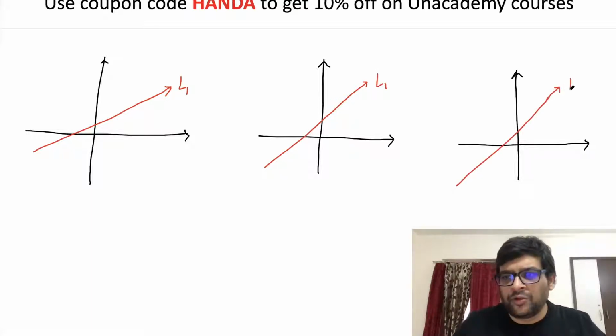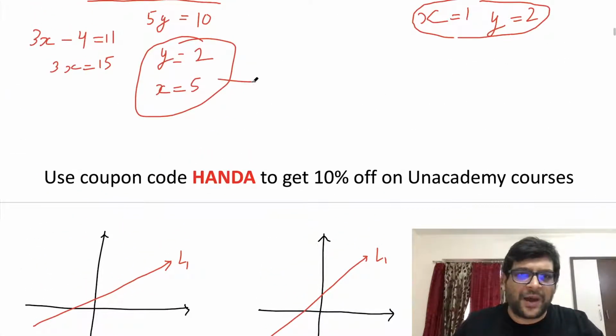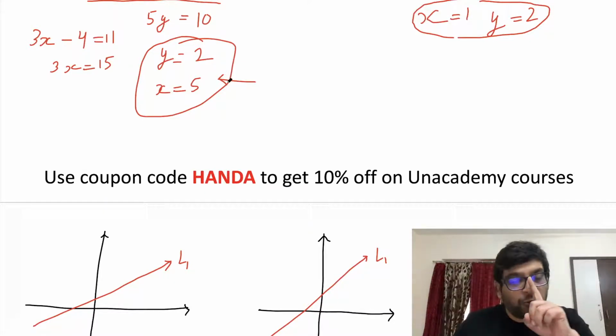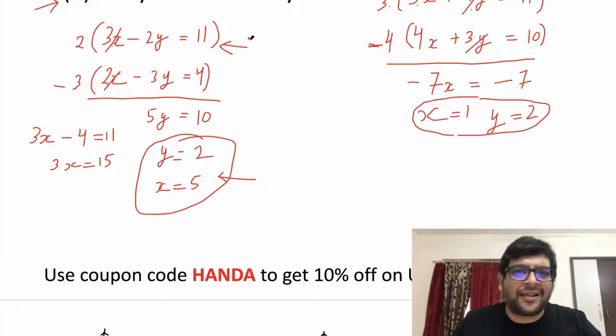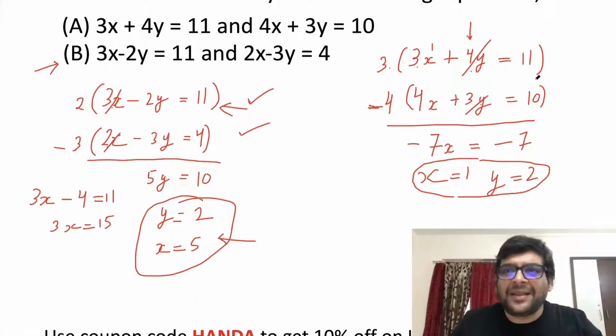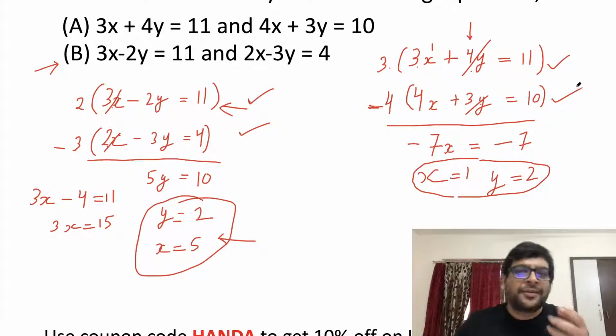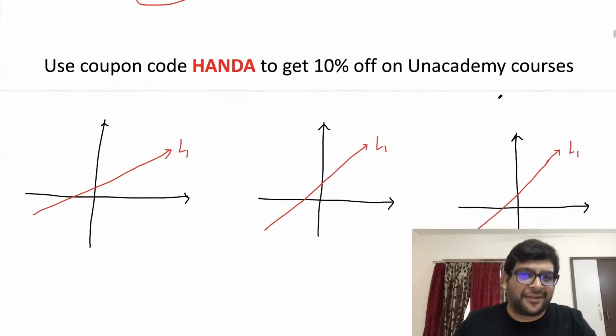Now, to get a solution, like we got y equal to 2 and x equal to 5, we got 1 point on the line. What was that point? That point satisfied the first line as well as the second line. So my goal is, when I have two lines, which means two equations, to find that one particular point at which both are satisfied.